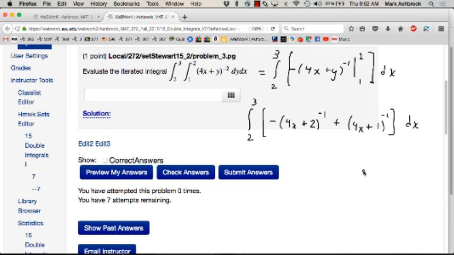Did you catch it? See what I did? I'm evaluating that antiderivative for y. These are y values, right? We were doing it with respect to y first. These are y values. So I'm going to plug 2 in for y, holding on to x like a constant, and then 1 in for y, and I'm going to subtract. Just the way you apply the fundamental theorem of calculus.